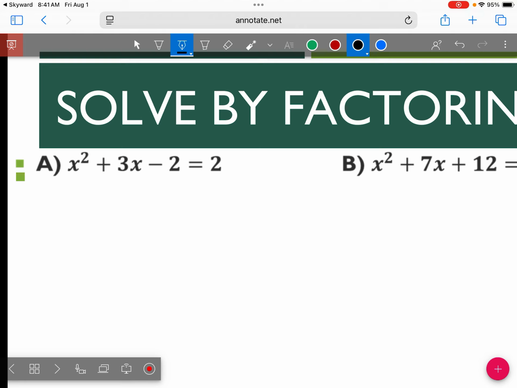Now the first step to factor, well, I'll give you a second to keep writing. But whenever you factor or use the quadratic formula, you have to start with setting it equal to 0. That's your first step. Set it equal to 0.